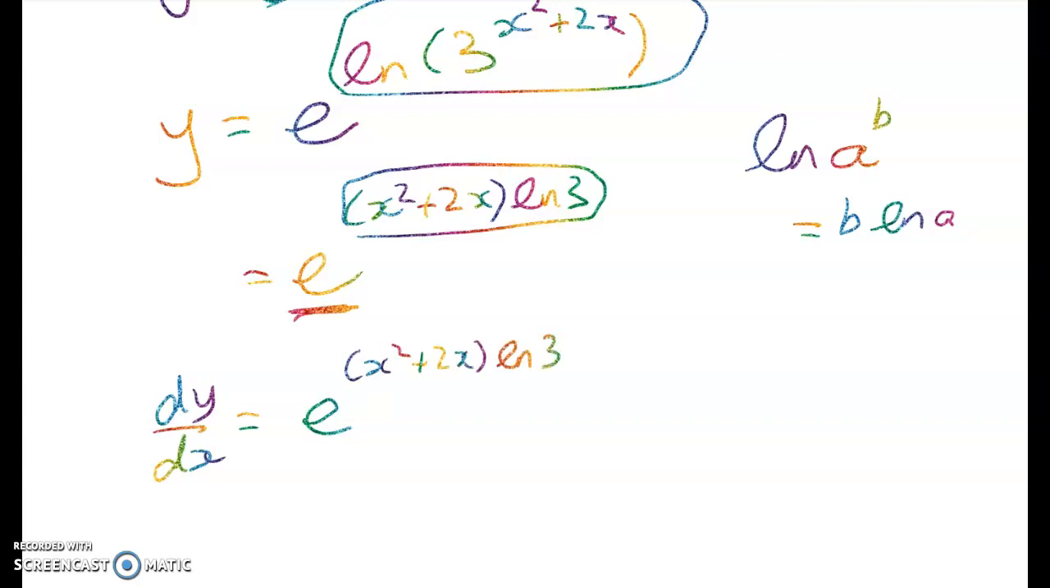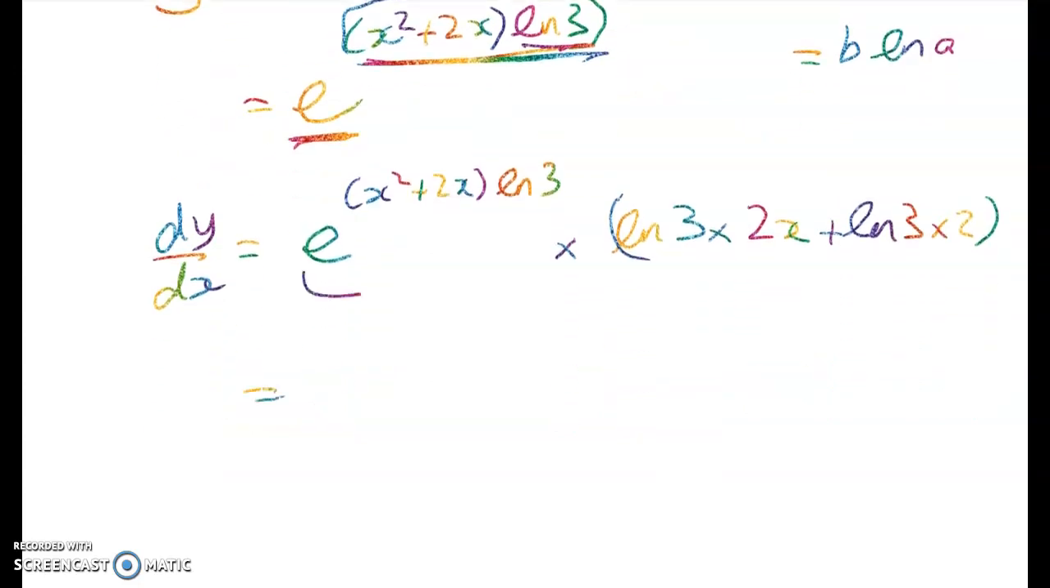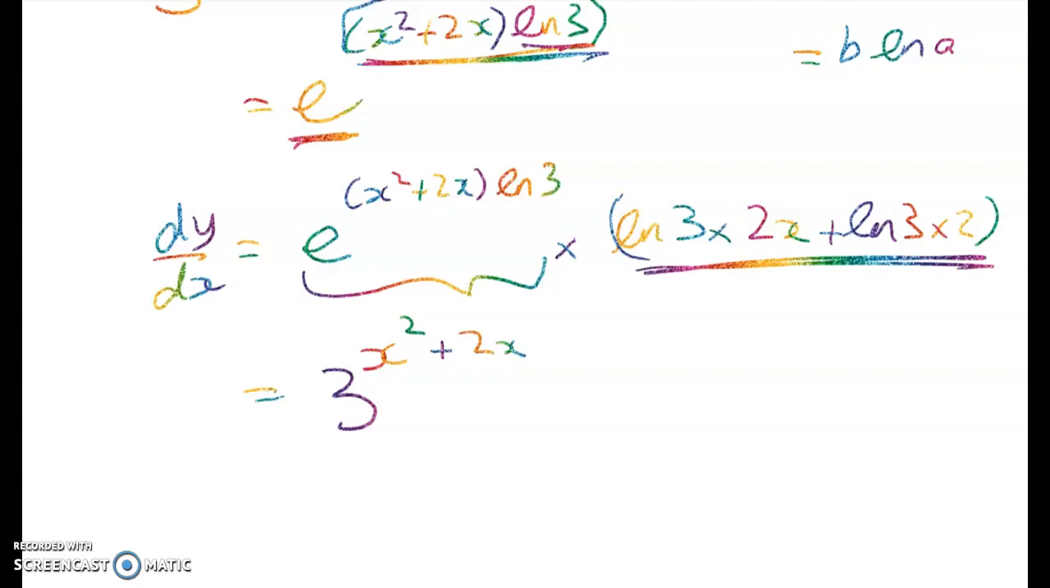because e to the power of something differentiates to e to the power of something, times the derivative of the inside function. So it's going to be the natural log of 3 times 2x plus the natural log of 3 times 2. So cleaning all of that up is easy. I can rewrite this as 3 to the power of x squared plus 2x, and then this is just going to be times 2 log of 3 into x plus 1 if I'm fully factorising. Probably worth putting that in brackets as well. So there you go. I'm not going to bother with the other ones.